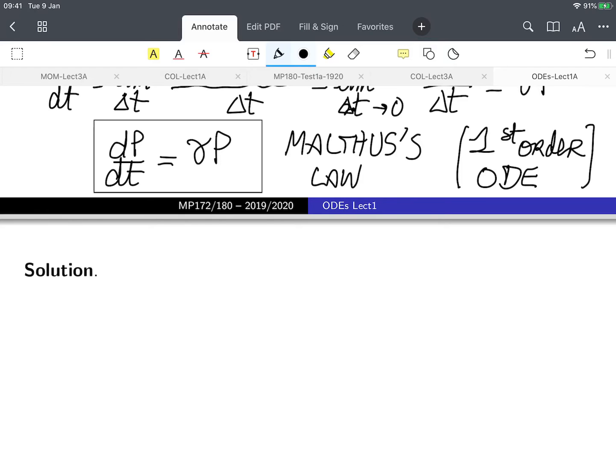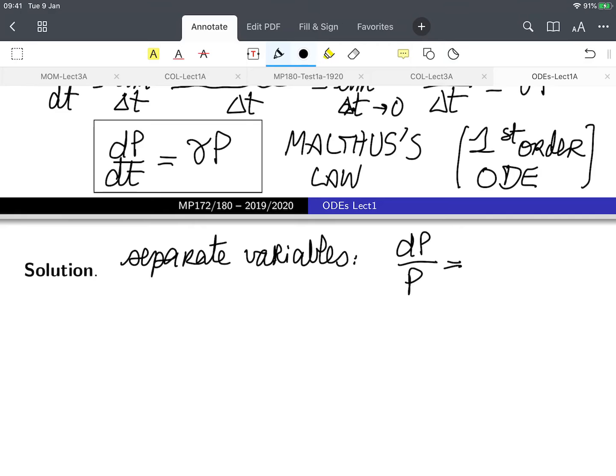A function p and a variable t. What we're going to do is use the technique of separation of variables. Yeah, we've done that before. Do you remember? We're going to bring one variable to the left and the other one to the right. We're going to bring all the p's to the left, and the t's to the right. And then I integrate both sides.